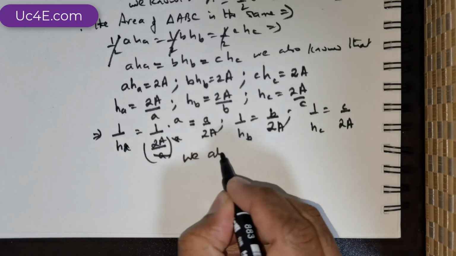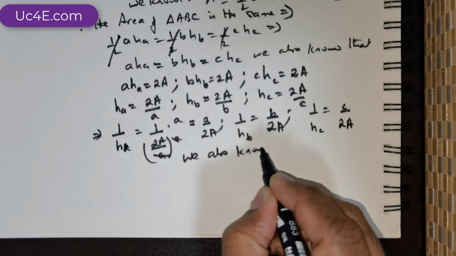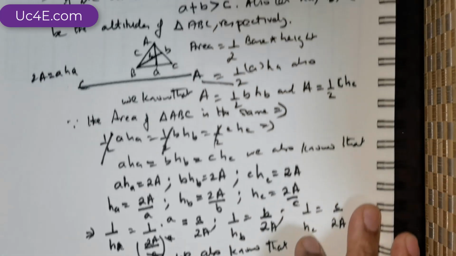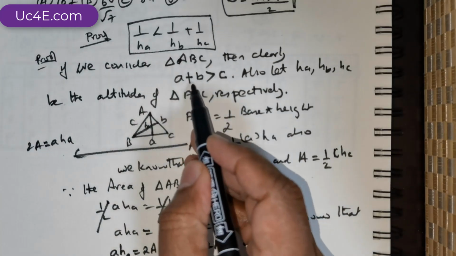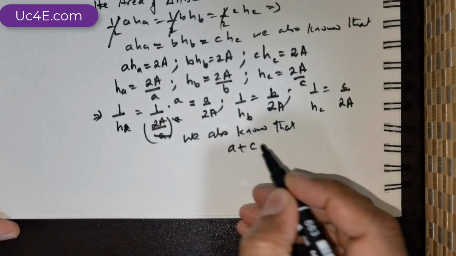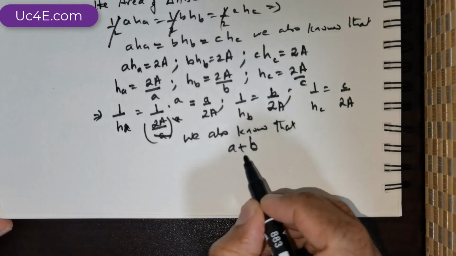Now we also know that, what did we start? Let me show you that. We also know that a plus b is greater than c, right? A plus b is greater than c, if not they wouldn't be a triangle.